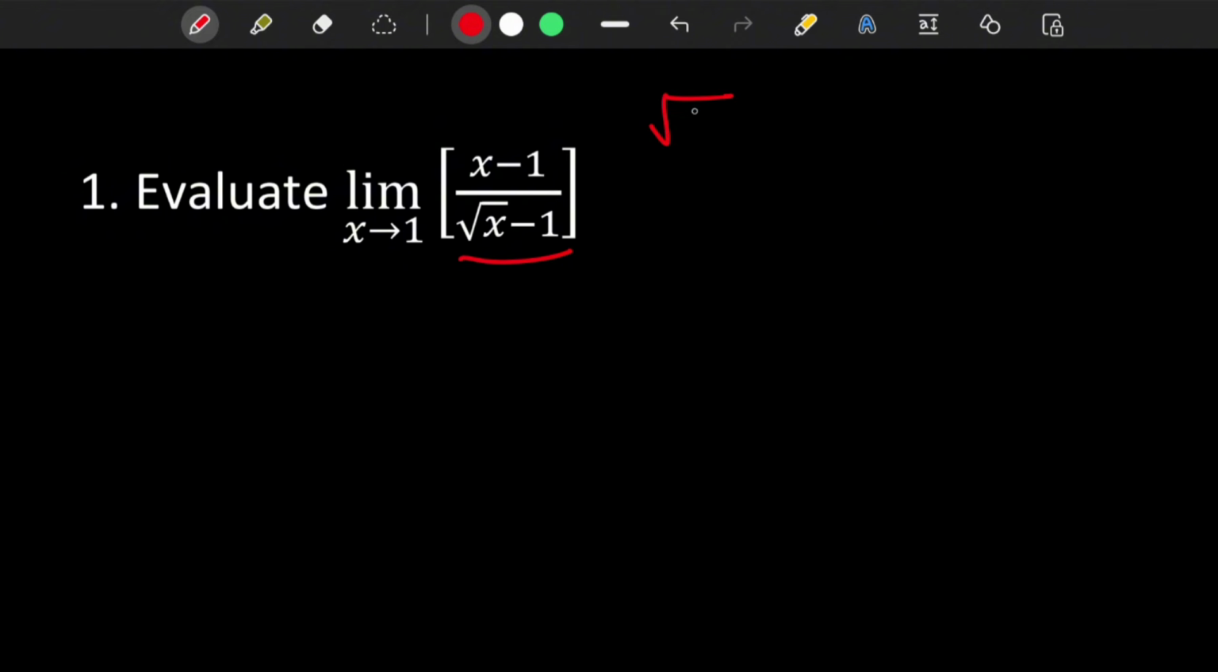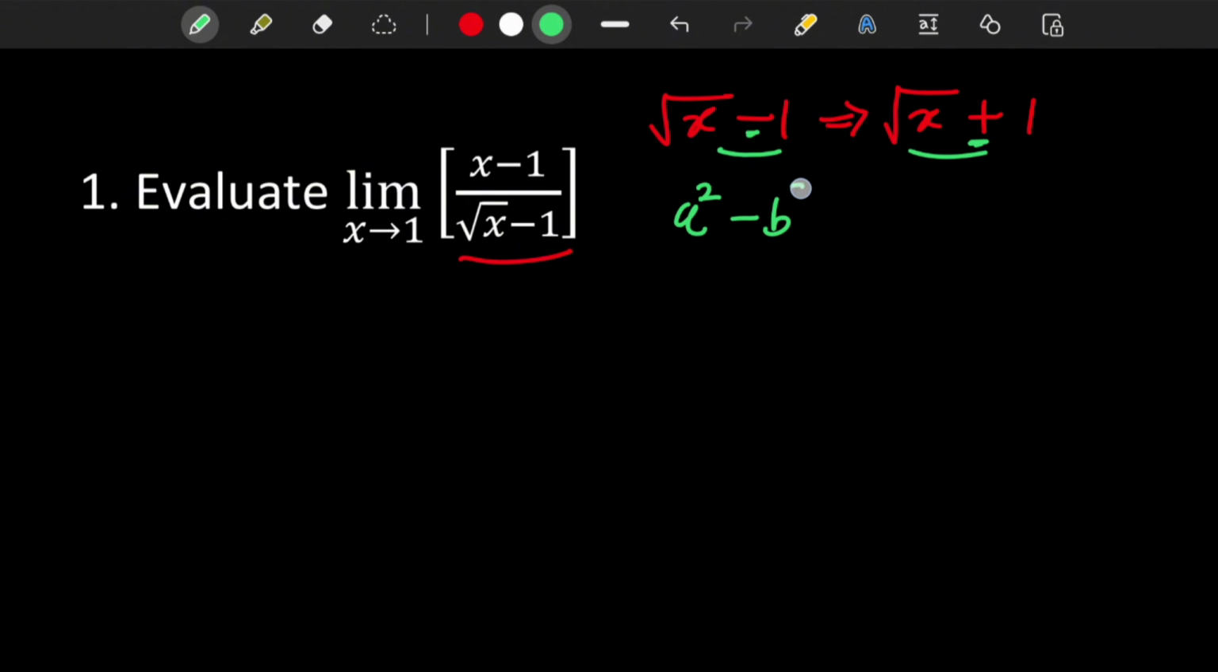So here we have a surd as the denominator. When rationalizing a surd, you need to multiply by its conjugate. The conjugate of this surd is easy to find. All we need to do is change the sign. So the sign was initially negative, now it is positive. When we multiply a surd by its conjugate, the quick and easy way to do it is to use the difference of two squares.